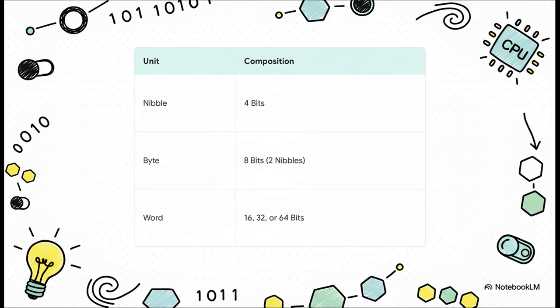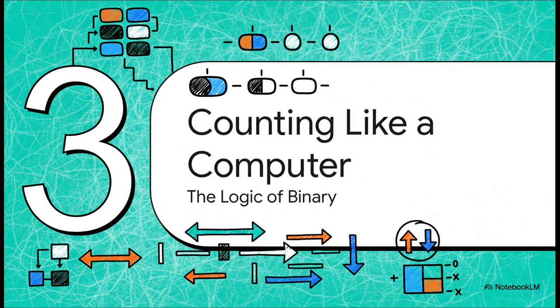So check this out. This lays it all out pretty clearly. You can see the whole pyramid here. We start with that single, lonely bit. Then a group of 4 is called a nibble. Yep, a nibble. 2 of those nibbles make up our byte. And then you group those bytes together to form a word. See how it works? Each layer just builds on the one before it, creating this really organized, structured way to manage all this information. Okay, so we've got our alphabet down, bits, bytes, words.